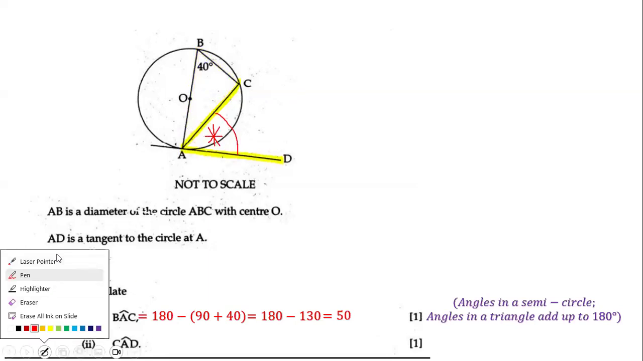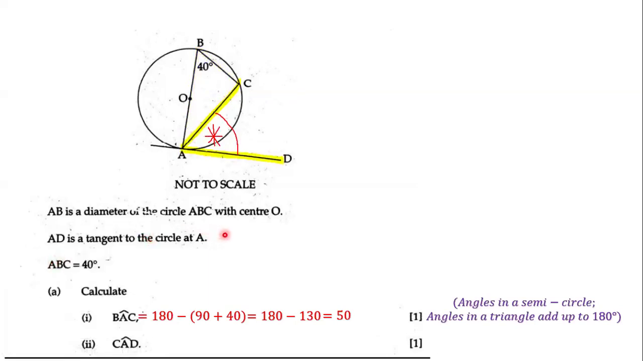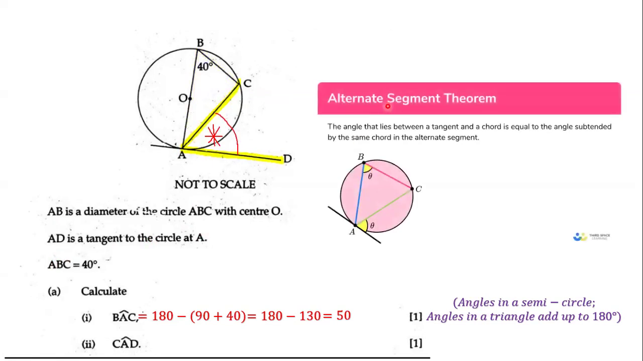Now, in order to do this, we're going to use a particular theorem, and the theorem is known as the alternate segment theorem. And what does the alternate segment theorem state? Well, the alternate segment theorem states that the angle that lies between a tangent and a chord is equal to the angle subtended by the same chord in the alternate segment. So what does that mean?